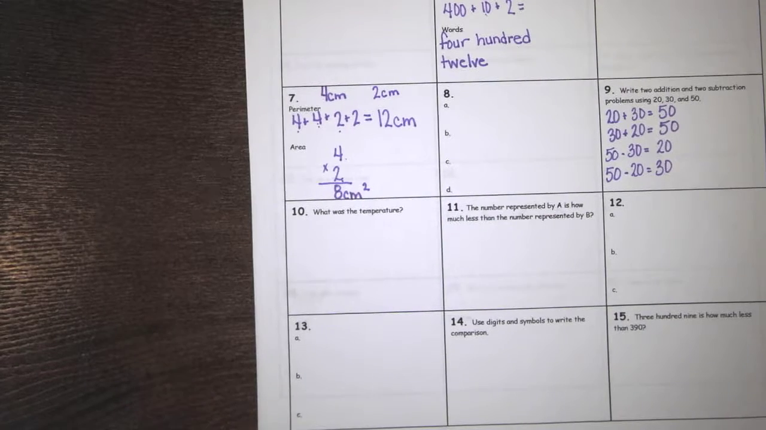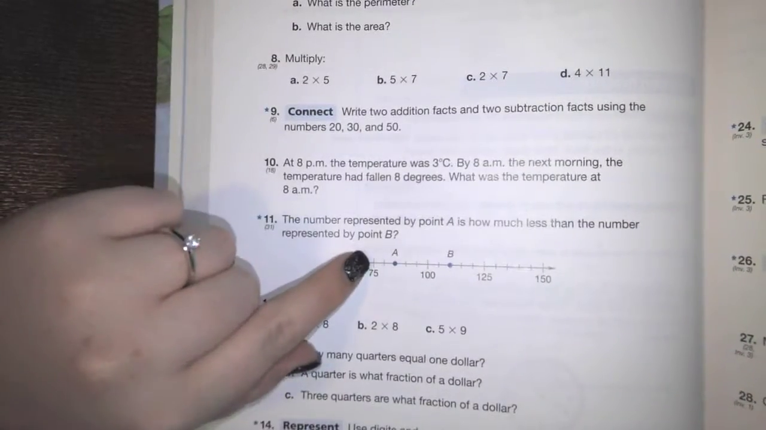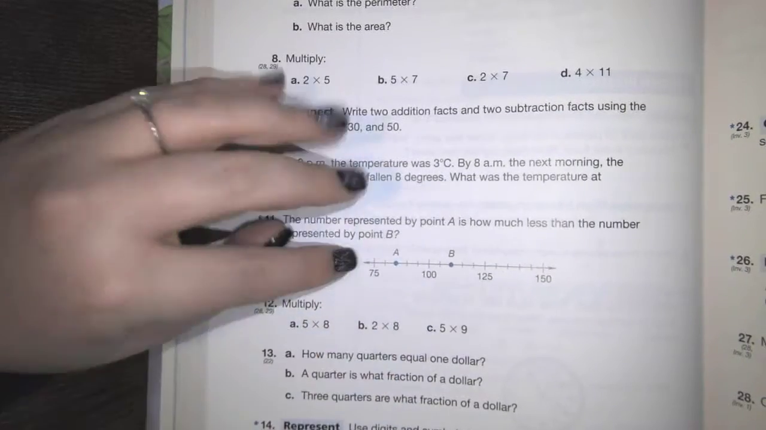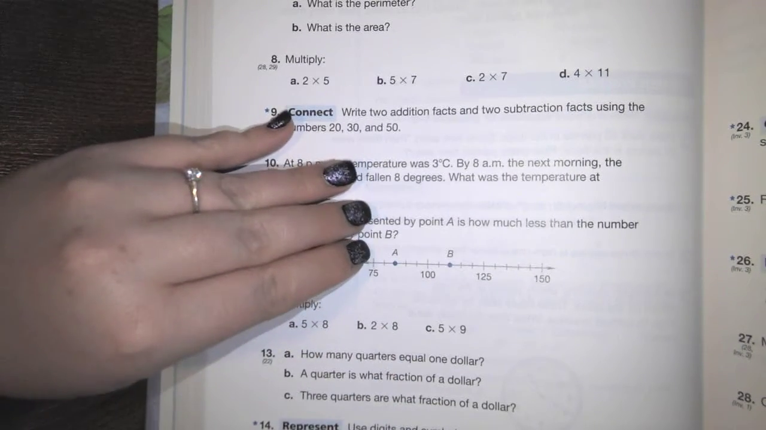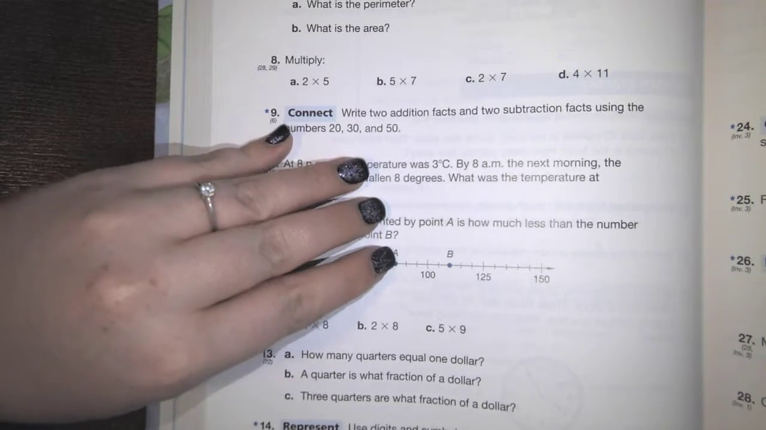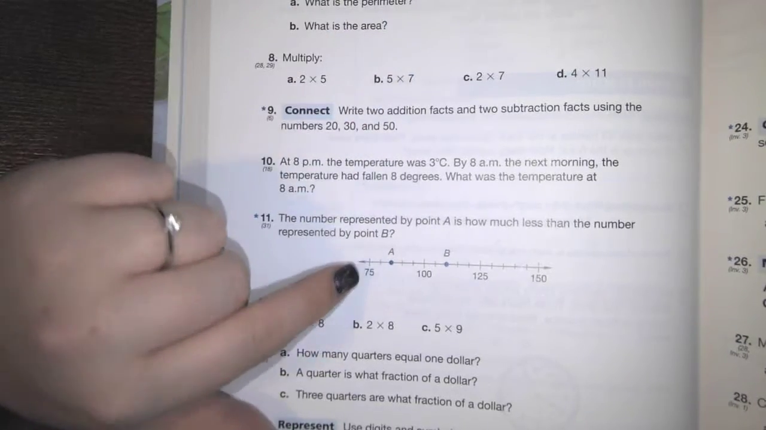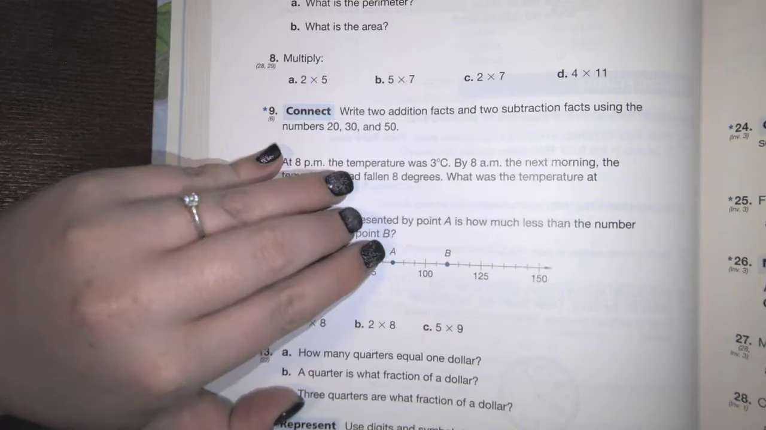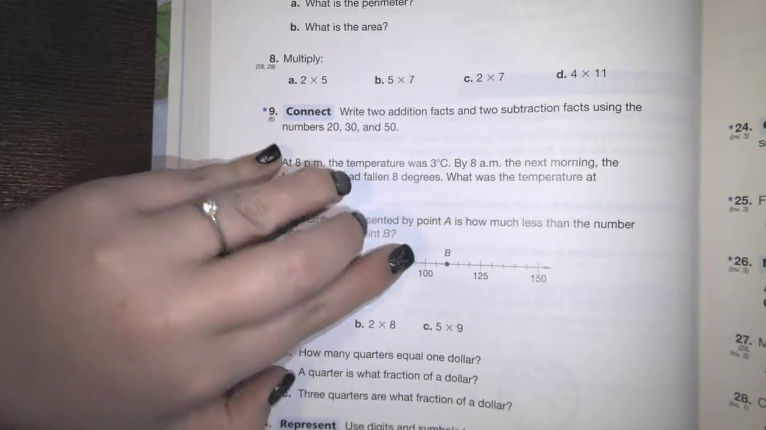Number 10, what is the temperature? You guys should be able to do that on your own. Number 11 is another number line problem. The number represented by point A is how much less than point B? And first we need to decide what are they counting by on this number line. So probably not ones. Let's start with guess and check. Let's guess twos. 75, 77, 79, 81, 83. That's definitely not right. What about fives? 75, 80, 85, 90, 95, 100.